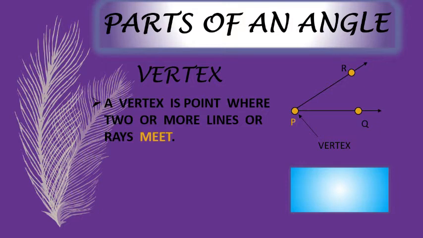Let's take another example. This is a rectangle whose vertices, where two or more lines meet, we have A, B, C and D. So in a rectangle we have four vertices, and vertices is the plural word for vertex. Vertices A, B and C, D. In an angle we have only one vertex, and in a rectangle we have four, or you can say four corners. In an angle we have one corner, and in a rectangle we have four corners. Let's move to the next slide.